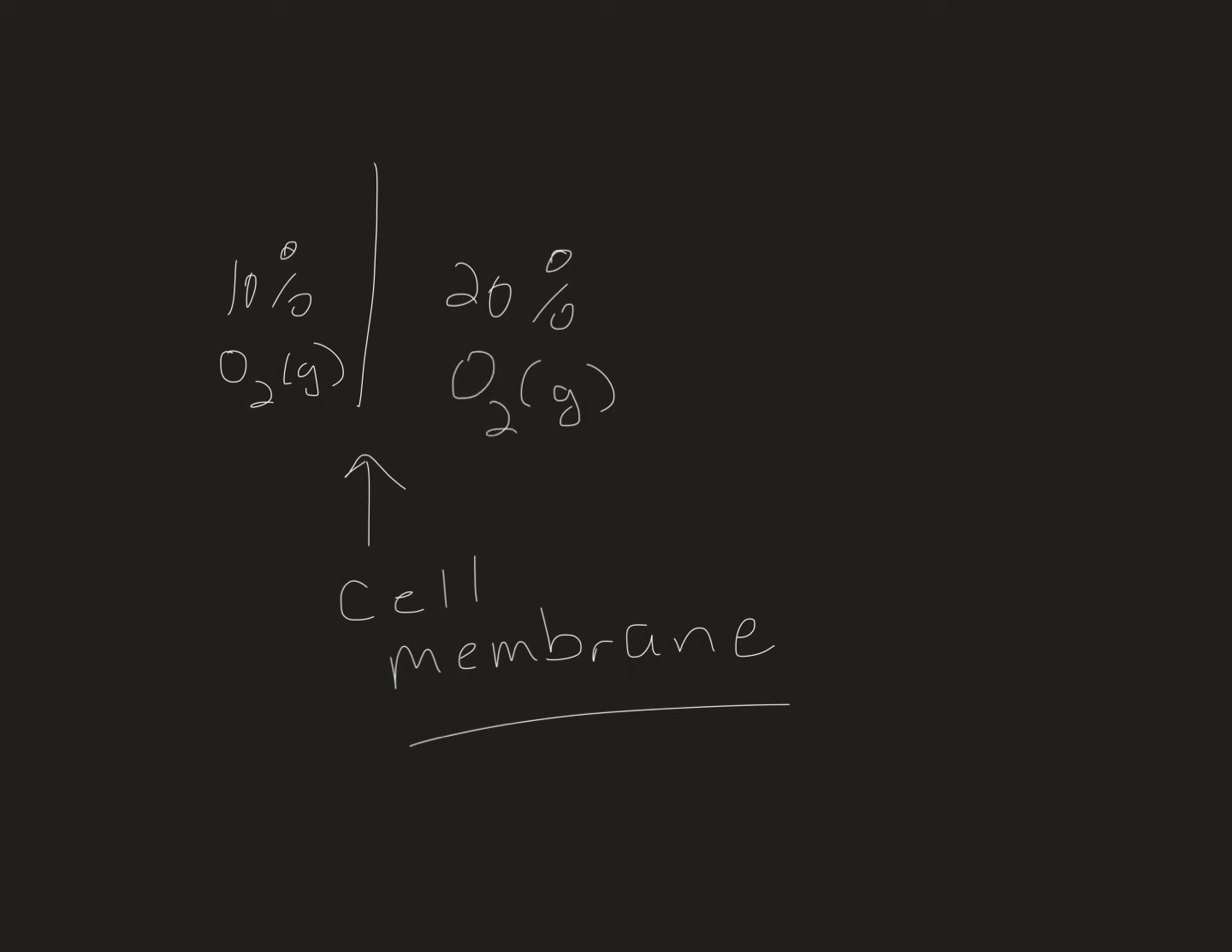The 20% oxygen is going to move. Oxygen is going to move in both directions. It's going to move more in one direction than the other. It's going to move more from the 20% to the 10%. Is that clear? Yes? All right, so it's going to move in that direction. Why? Because oxygen gas is nonpolar and it's small and it passes through the membrane easily.